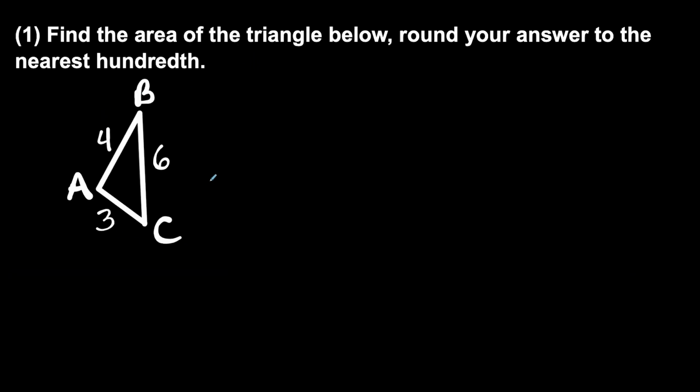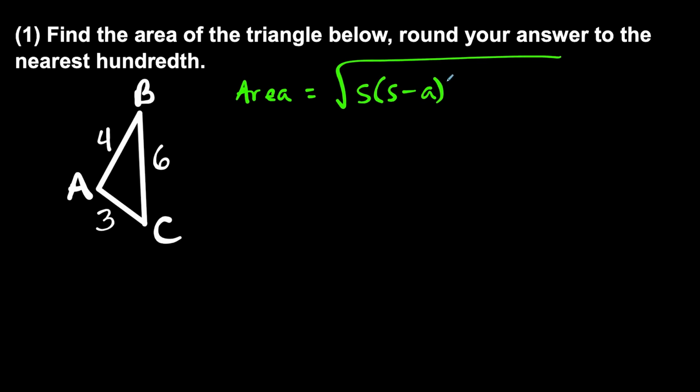So for the first question here, we want to find the area of this triangle. We're going to round to the nearest hundredth. And the area of this triangle, if we write out Heron's formula, is going to be equal to the square root of s times s minus a times s minus b times s minus c. So all of this is under a square root here. And s is the semi-perimeter of this triangle.